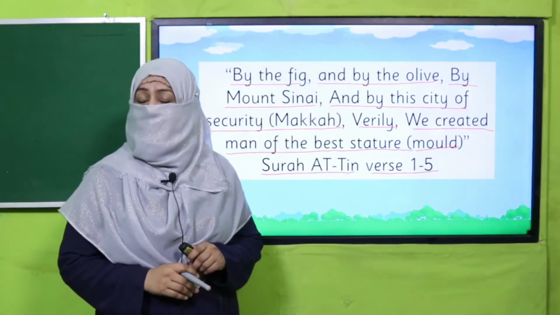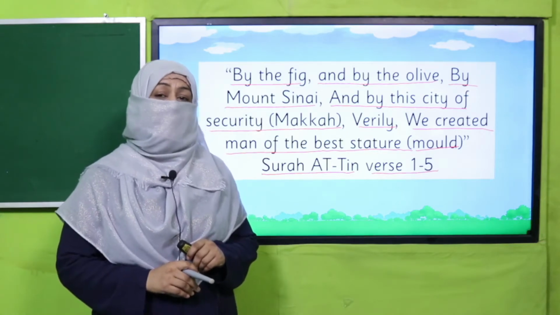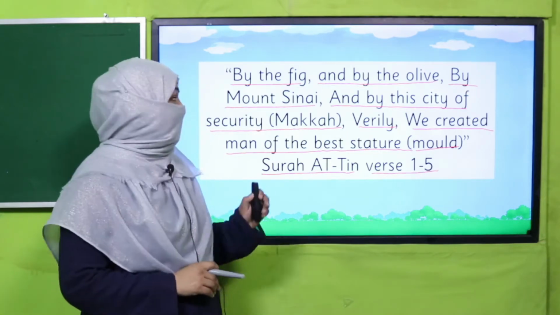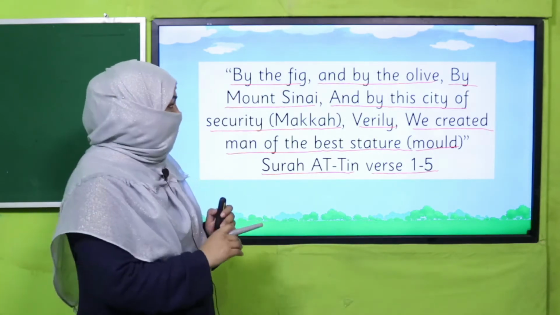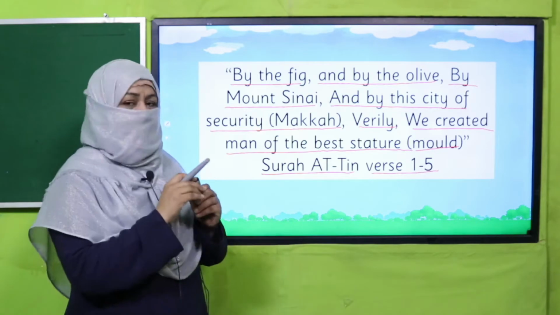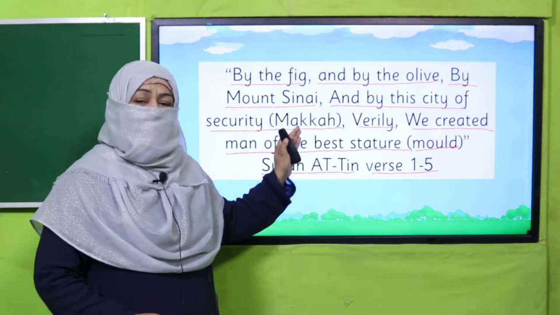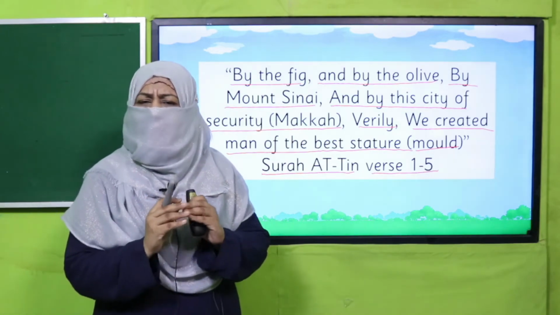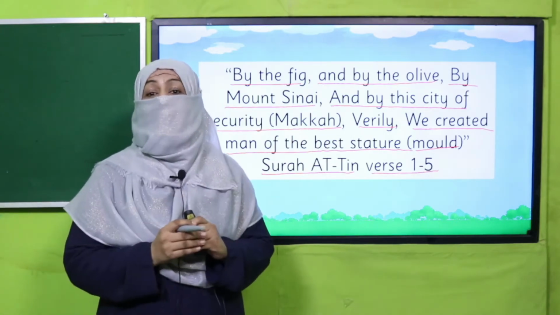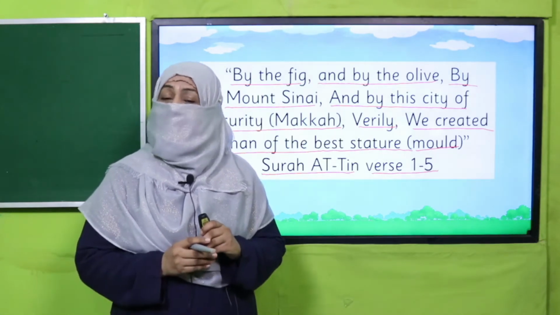Yes, my dear students, what are these beautiful verses telling us? Beta, Allah subhanahu wa ta'ala is taking an oath on 5 things. Fig, olive, Mount Sinai, city of Mecca. And why is Allah saying this? To tell us that Allah has created human being in the best form. So, Alhamdulillahi Rabbil Alameen. Beta, Allah has created us the best.